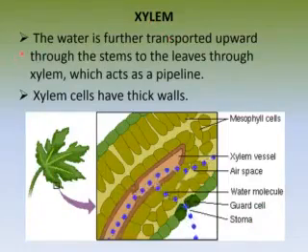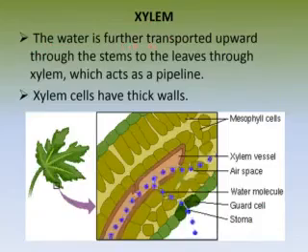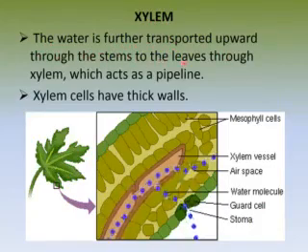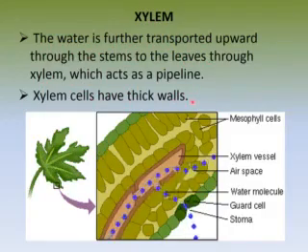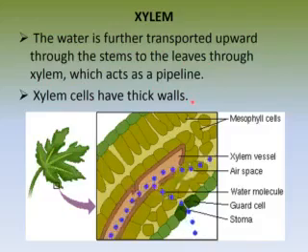The next is xylem. The water is further transported upward through the stems to the leaves through xylem, which acts as a pipeline. This is what I have already discussed before, that xylem transports water, and the further addition is that xylem cells have thick walls.